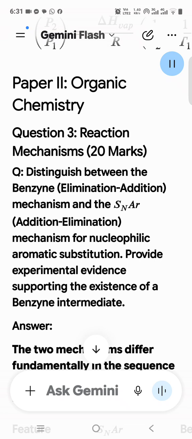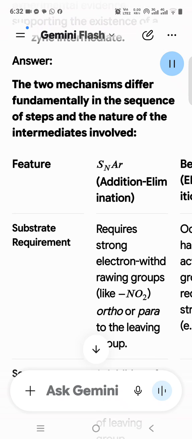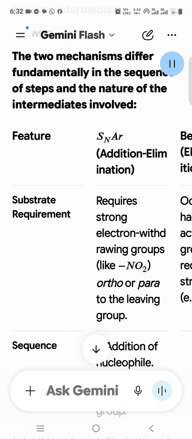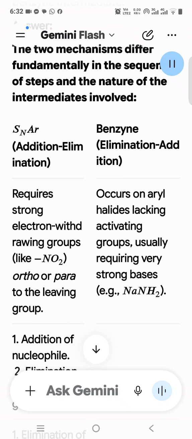Paper 2, Organic Chemistry. Question 3, Reaction Mechanisms. 20 marks. Q. Distinguish between the benzyne, elimination-addition mechanism, and the S_NAr, addition-elimination mechanism for nucleophilic aromatic substitution. Provide experimental evidence supporting the existence of a benzyne intermediate. Answer. The two mechanisms differ fundamentally in the sequence of steps and the nature of the intermediates involved.